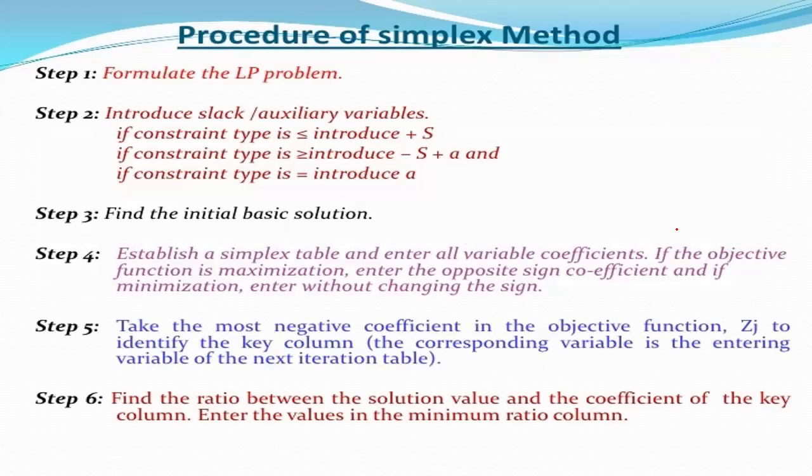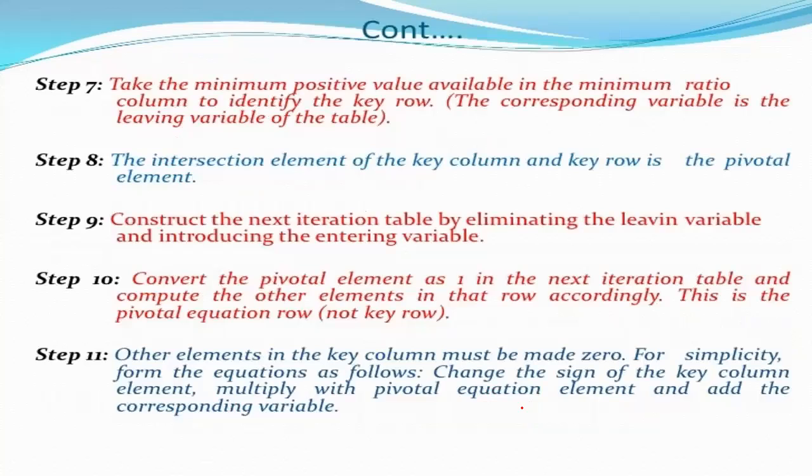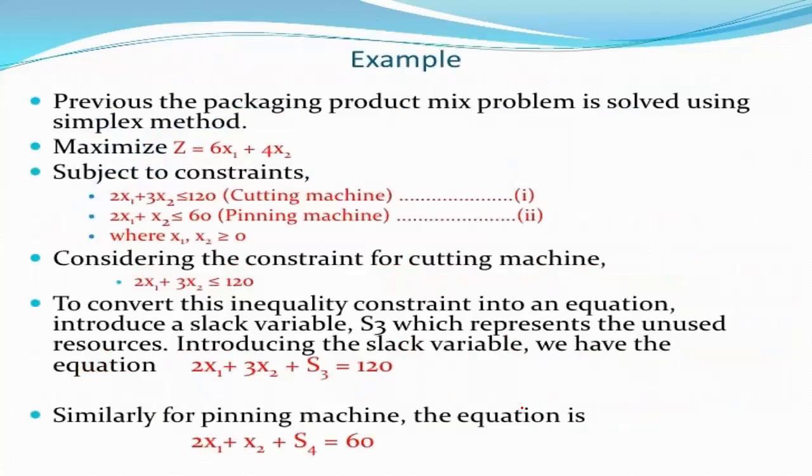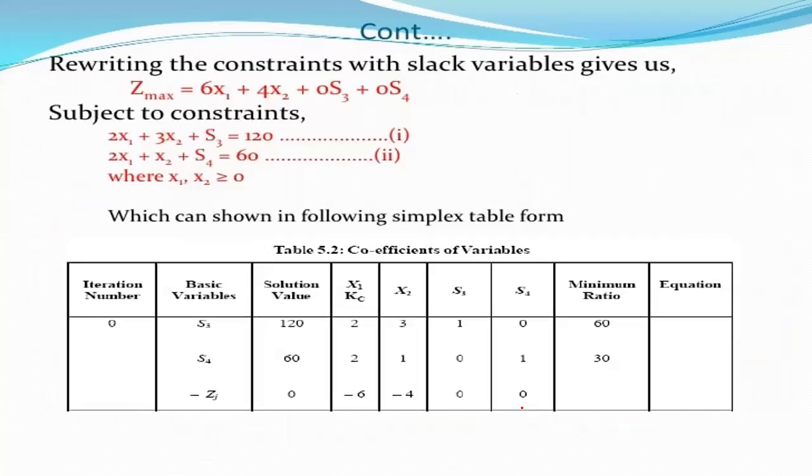So the procedure for the simplex method is, as we have discussed earlier: formulate the linear programming problem, then introduce the slack variables, then find the initial basic solution, then establish a simplex table, take the most negative coefficient of the objective function Zj to identify the key column, and then find the ratio between the solution value and the coefficient of the key. Then in step 7, take the minimum positive value available in the minimum ratio. In step 8, the intersection element of the key column and key row is the pivotal element. And then construct the next iteration and repeat it until you get all the positive values of Zj. So here is an example, and we have already solved it in the class, and for your practice it is given to you. You can see this is your standard form.